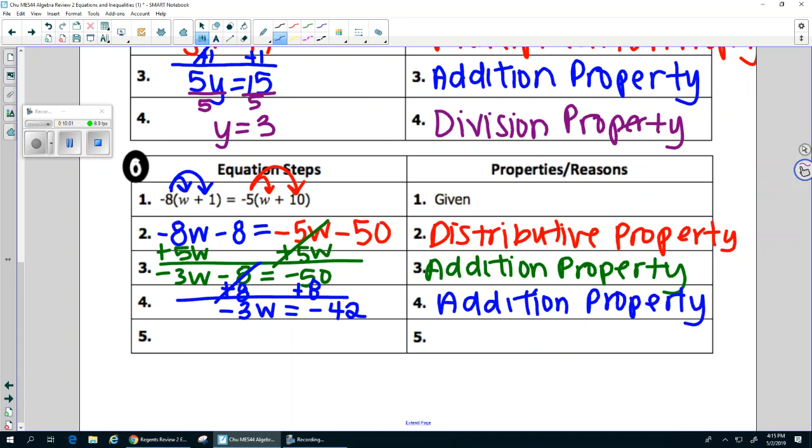Last but not least, let's get w by itself by dividing by negative 3 on both sides. Divide by negative 3 on both sides, you get w is equal to 14. And what allows me to do that is the division property of equality.